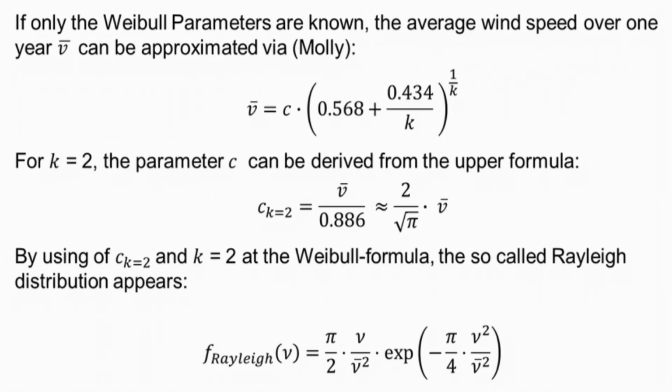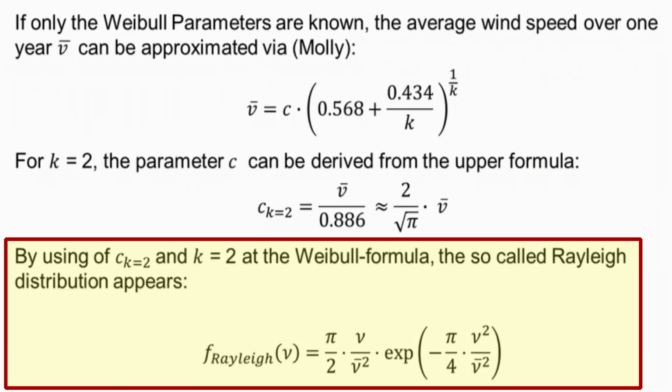If we use c at 2 and k at 2, the Weibull transforms into the so-called Rayleigh distribution, which fits really well to the conditions in Germany and in many other countries. So this is our Rayleigh distribution, pi half times wind speed divided by the average wind speed squared, the exponential function minus pi quarter, v squared divided by the average wind speed squared.